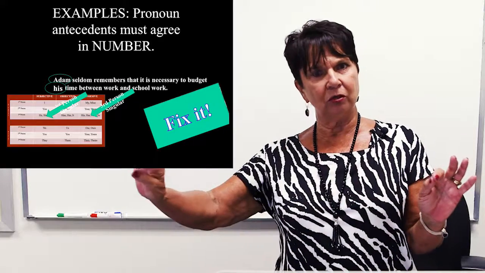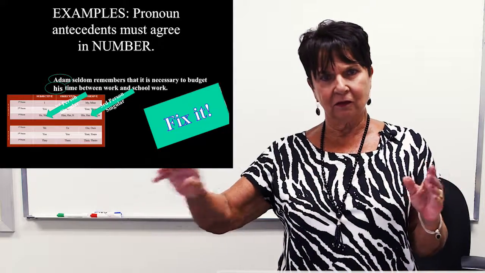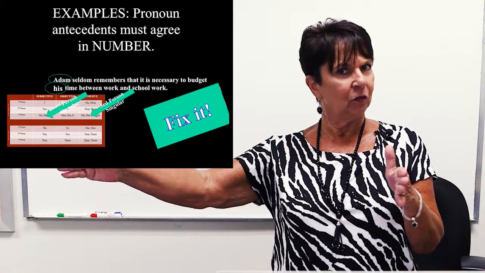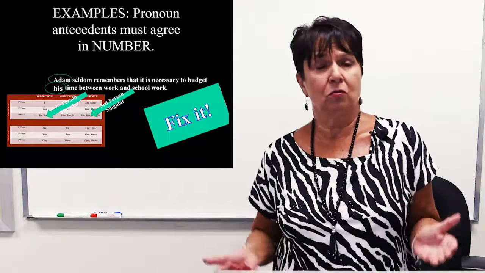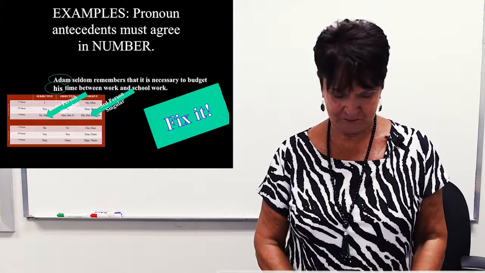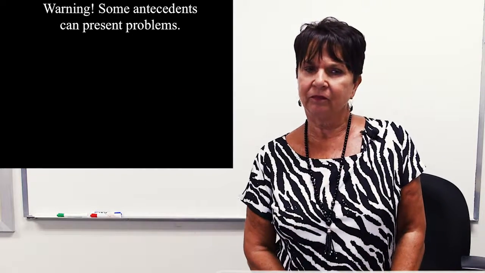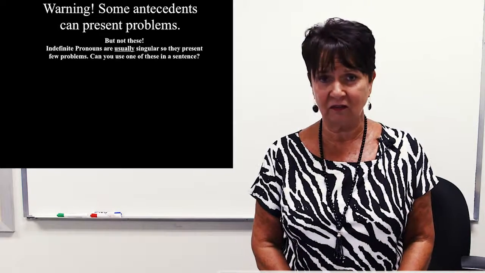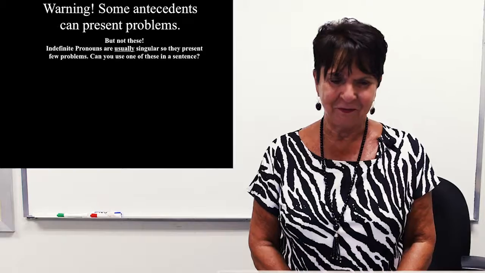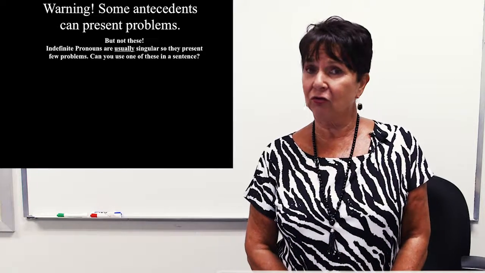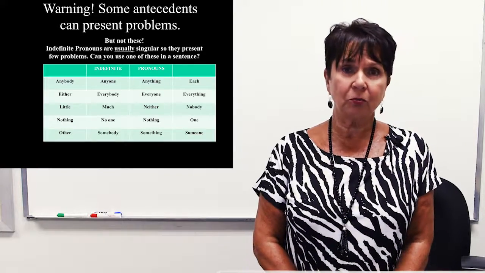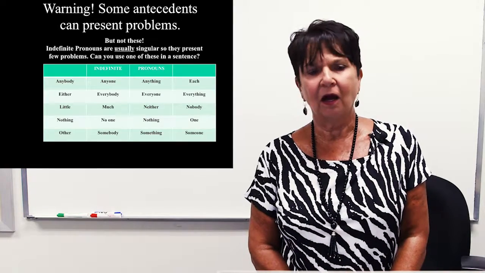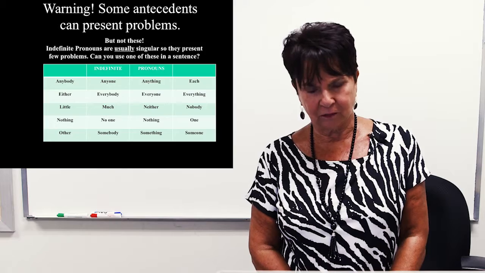When you're looking at the chart, you notice how it goes across. If it's third person singular, only the things to its right will be used. Those are the only pronouns that can be used. It makes it easy. Now, some antecedents can present problems, and I say that right after I say it's easy. But they're not so bad. These pronouns are not usually a problem. All of these pronouns, everything from anybody to someone, are usually singular.